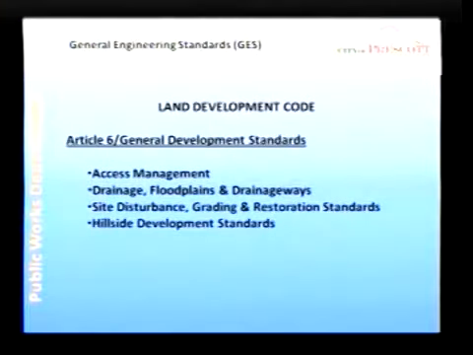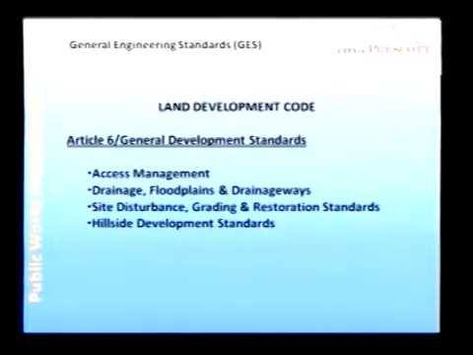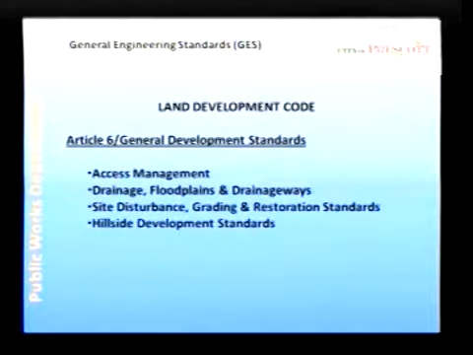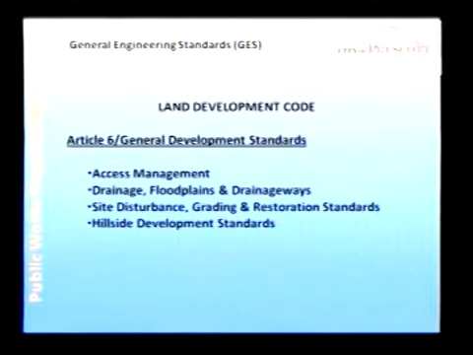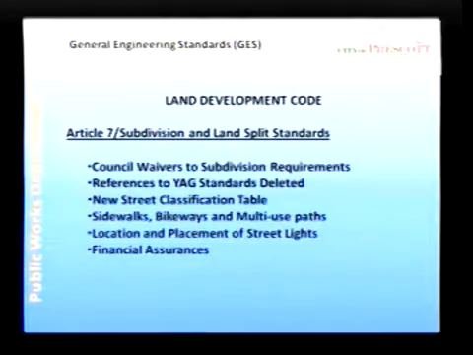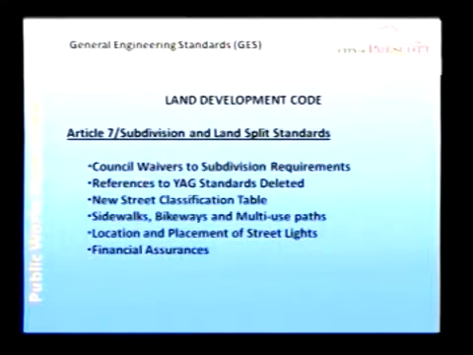I'm just going to briefly talk about a couple of them. Access management is in the general engineering standards in Chapter 6. Drainage, floodplains, and drainage ways is in Chapter 3. Grading and restoration is now in Chapter 2. In Article 7, under subdivision and land split standards, a couple of major things to note. The way that the Land Development Code is currently written, Council can waive requirements to the subdivision code, which they still can do by policy.